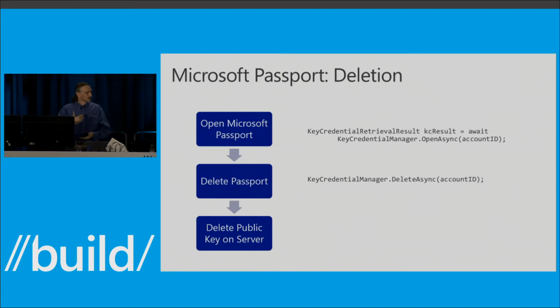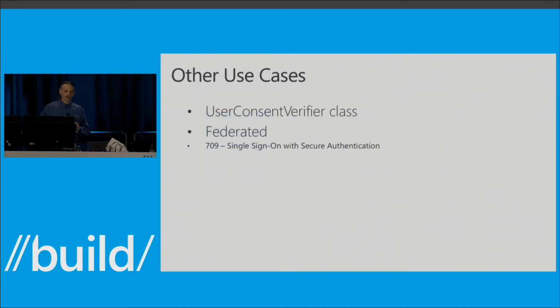Once you confirm that the key is deleted on the local side, you can go ahead and, using your own protocol, send that public key back up to the server, at which point the server can manage the public key on its side however it chooses to. It can either tombstone the key and keep it around, or go ahead and delete the key, whichever it prefers. There are a couple other use cases here that we want to touch on.